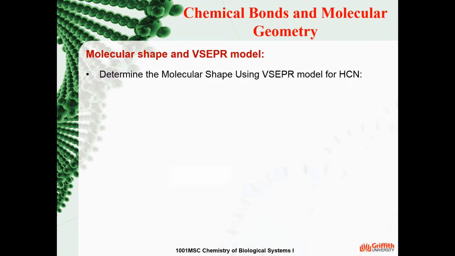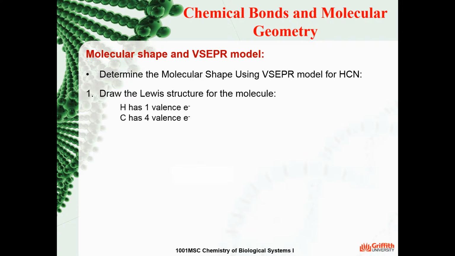The second example is to determine the molecular shape and polarity for HCN. Let's start with the Lewis structure. Hydrogen has 1 valence electron, carbon has 4, and nitrogen has 5. So in total, we have 10 valence electrons. The central atom in this molecule is carbon, and it binds to both the hydrogen and the nitrogen. So we have used 4 electrons so far.